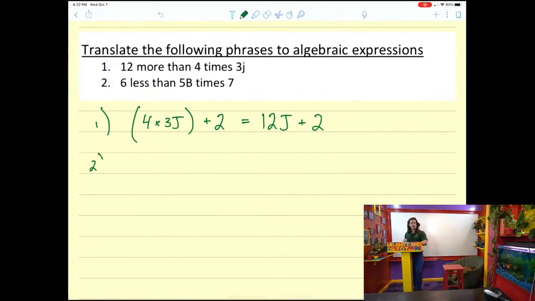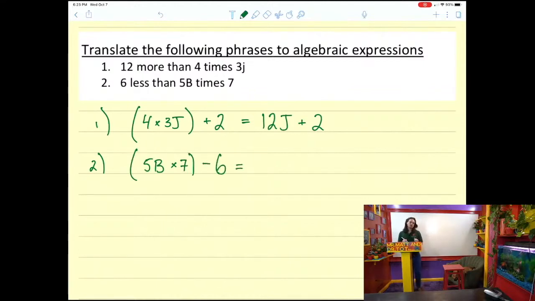So if you're ever lost at what you're supposed to be approaching first, make sure that you follow PEMDAS, the order of operations. Parentheses, exponents, multiplication, division, addition, subtraction. 2, 6 less than 5b times 7. So you're subtracting 6 from the quantity 5b times 7. So we're going to have 5b times 7 minus 6.